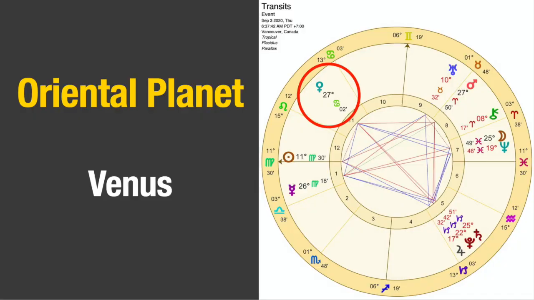So I'm going to give you an example of the dawn chart for today. Today is September 3rd, 2020, and as the sun crosses the ascendant, you can see that the planet that rose ahead of the sun is actually Venus. So for today, for everyone on the earth, Venus will be the Oriental planet, so the planet of Oriental appearance. And it's a super interesting planet.